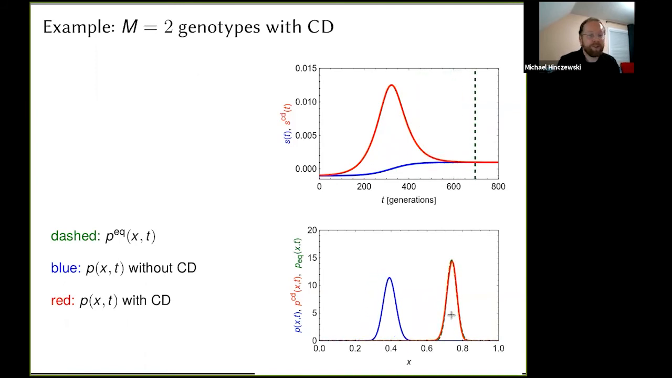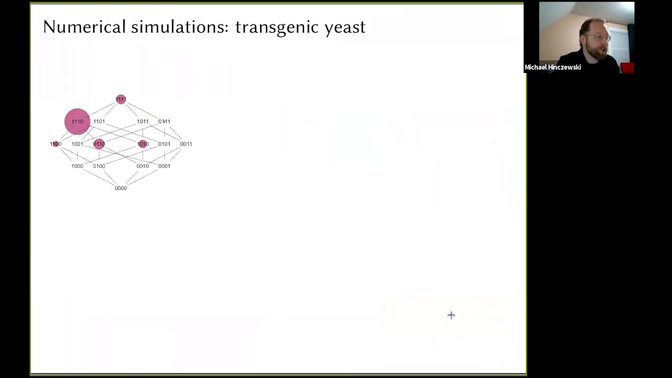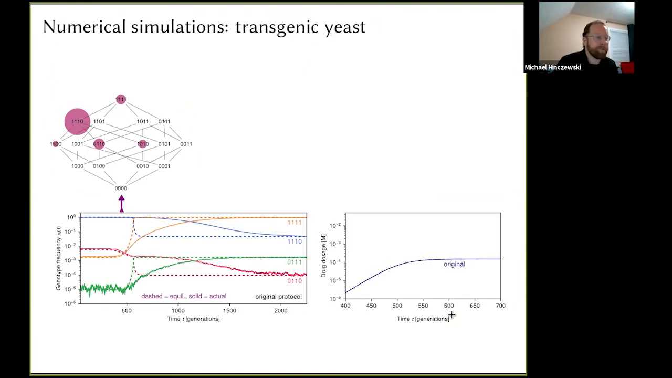Can we do this numerically in more complicated cases? So let's return back to that 16 genotype example for yeast. And here, if we plot out, I've just chosen to look at several of these genotypes, the kind of dominant ones. The dashed lines represent the values of the means of the instantaneous equilibrium distributions.